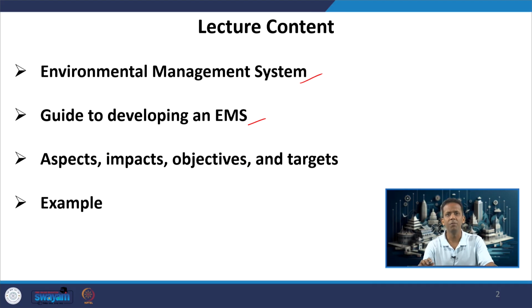If some startup or any company wishes to set up an EMS, an environment management system, in their organization, what is the guide to developing that? That we will cover. And in that guide there are different factors which need to be taken into account. So, in today's lecture we will try to cover aspects, impacts, objectives and targets with some examples, and there are some more factors in that guide which will be covered in the next lecture.